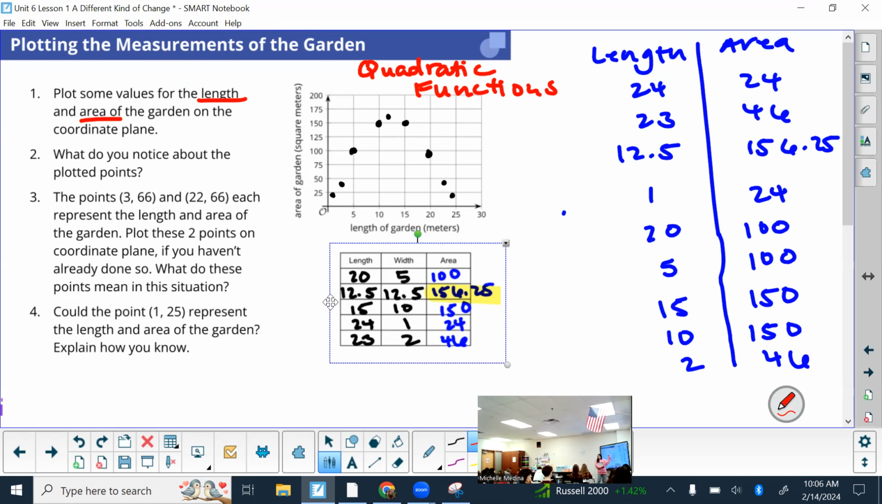Does that make sense? And then what you also could have noticed is that the ones from the same rectangle are right across from each other. They have the same area, like these two. Both had an area of 24, so they're on the same height.